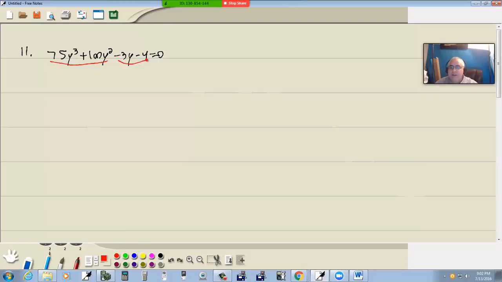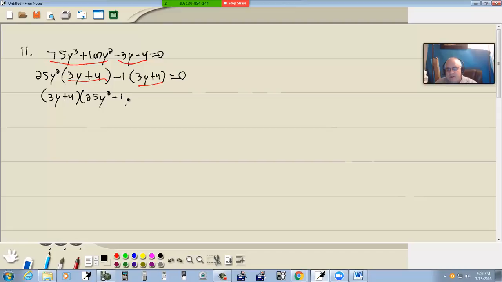So I group the first two terms together, group the last two terms together. These have a 25y squared in common, and that gives us 3y plus 4. These have nothing in common, but the first term's negative. Remember with GCF, you always factor out a negative. So factor out a negative 1, and that gives us 3y plus 4. Now our goal with grouping is to get this parentheses the same as this parentheses. So I'll factor that out. So we've got 3y plus 4, which gives us 25y squared minus 1 equals 0.